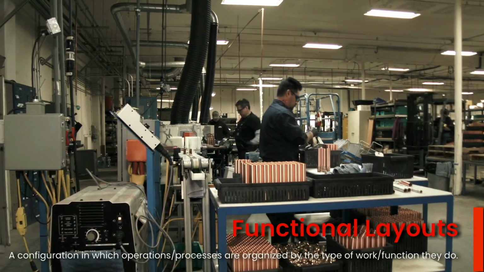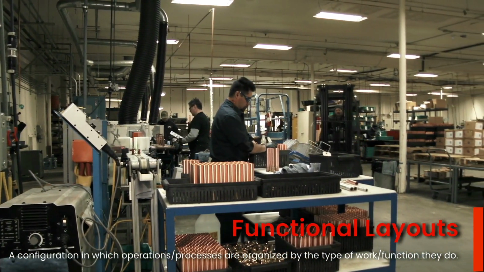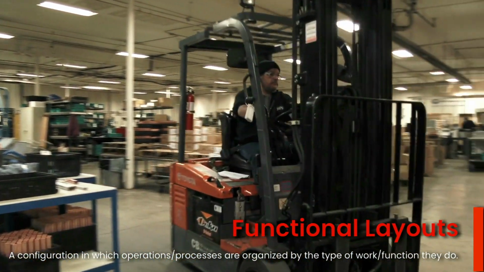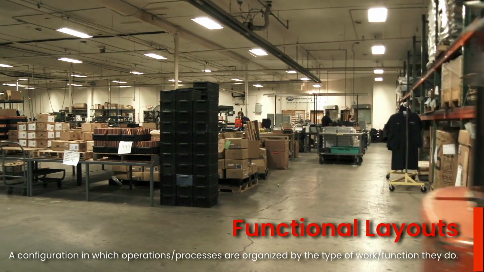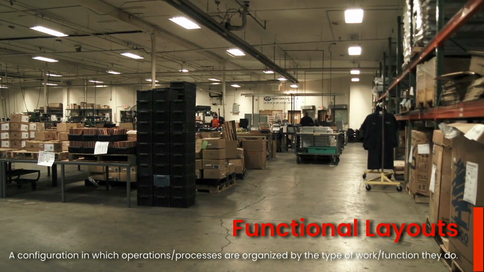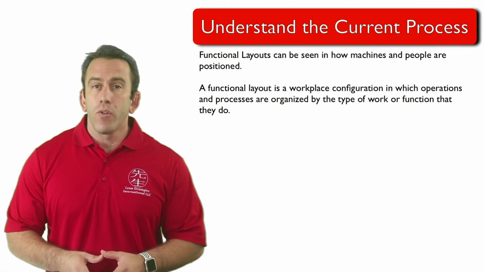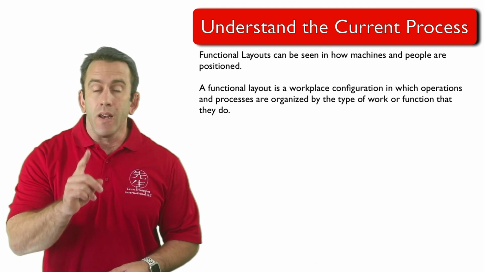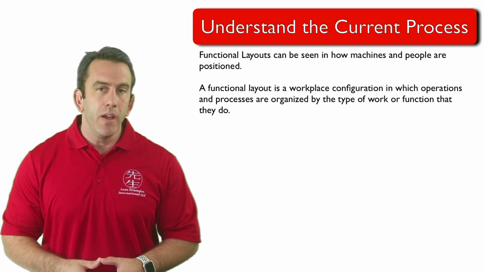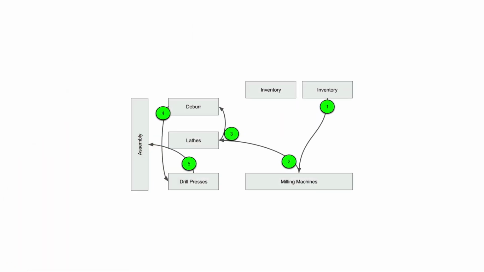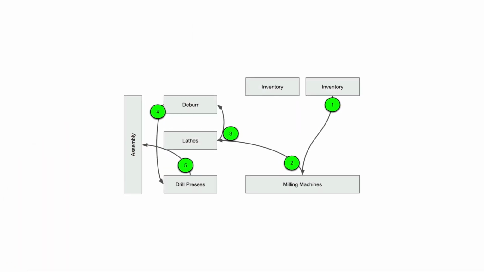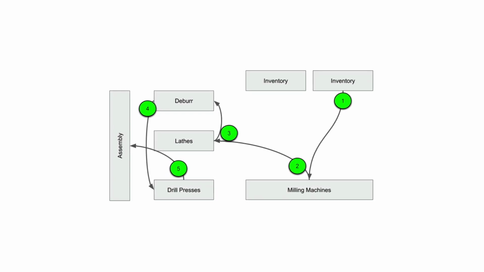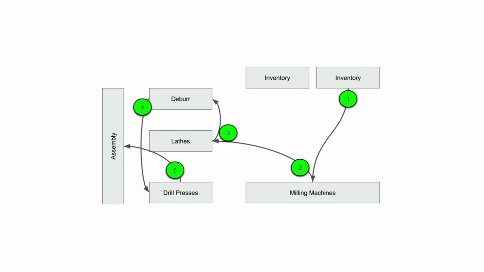A functional layout is a workspace configuration in which operations and processes are organized by the type of work or function that they do. In these functional layouts, people are trained to perform work on one machine and one machine only. As you can see in the example, drill presses are all together. Assembly is together. Inventory and milling machines are all placed together.